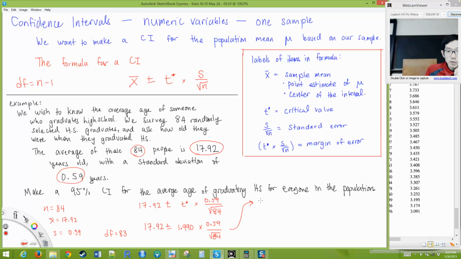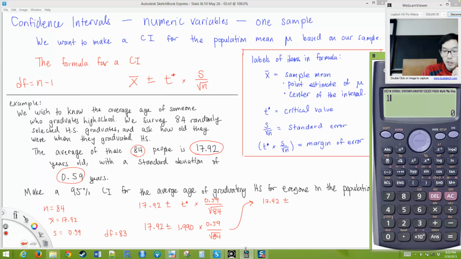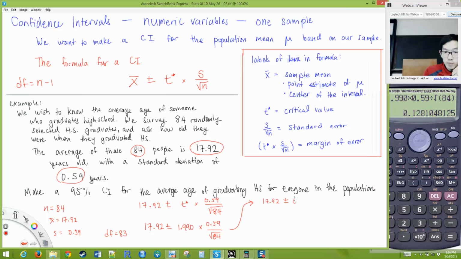Okay, and so now let's plug this all in. So leave the 17.92 and just figure out your margin of error first. So I have 17.92 plus or minus, and I'm going to type in 1.990 times 0.59 divided by, I'm going to hit the square root button of 84, close the parentheses, hit equals, and I get 0.128. Okay? Is that all right with everybody?